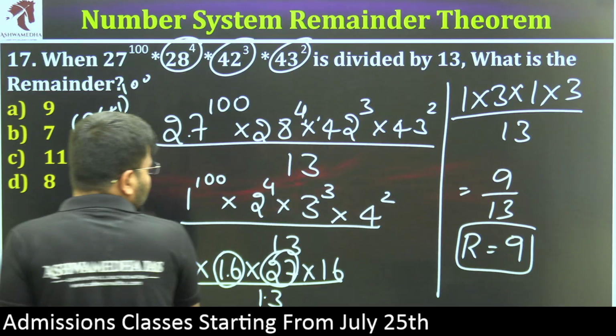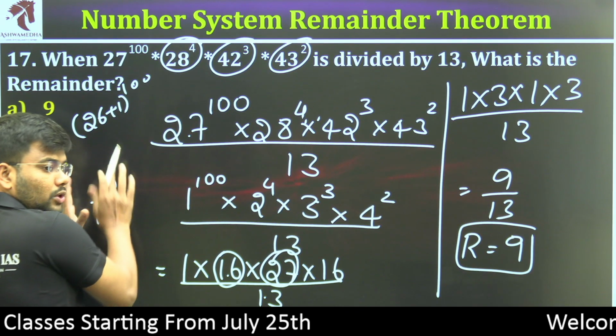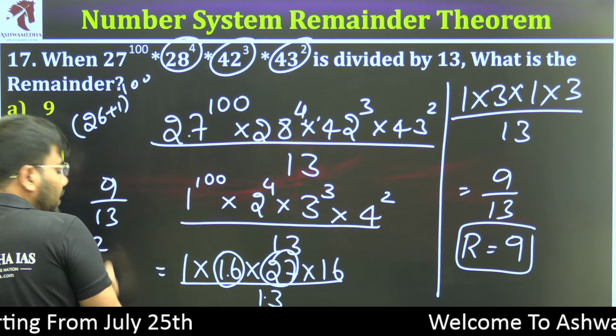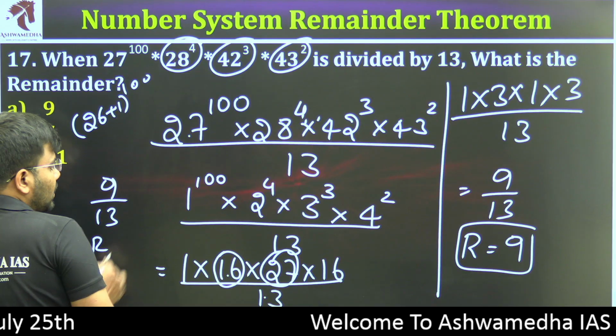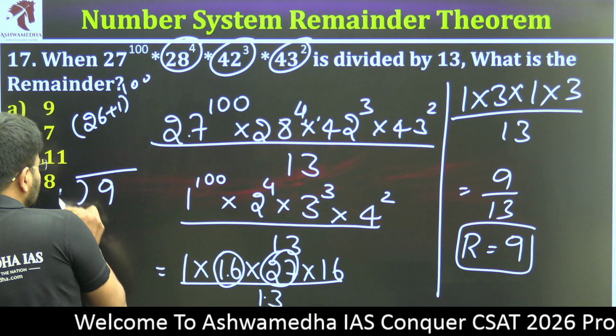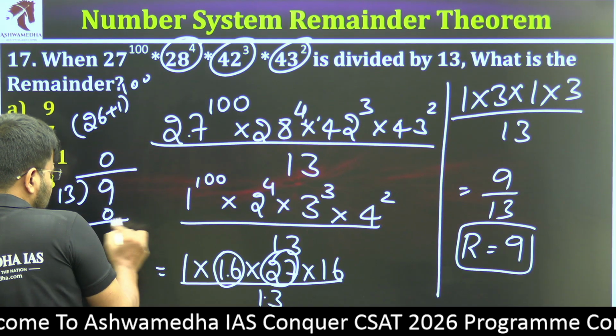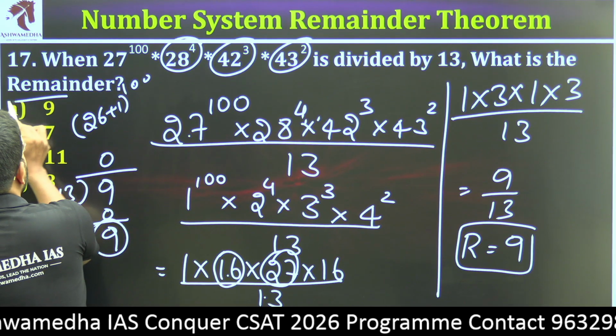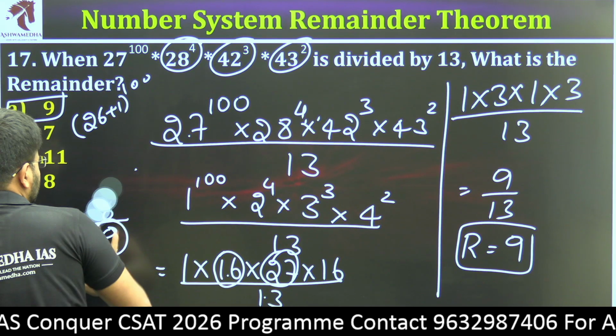The remainder is 9 itself. Sir, I am directly finding the remainders, I am not solving. This is not 9 by 13 division, I am just writing the remainders. When you divide 9 by 13, 13 zeros are 0, and 9 is the remainder. So option A would be the correct answer.